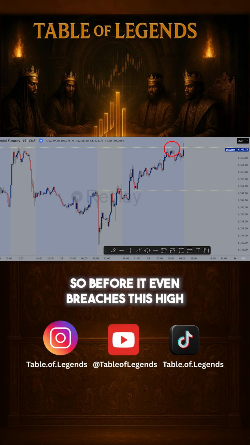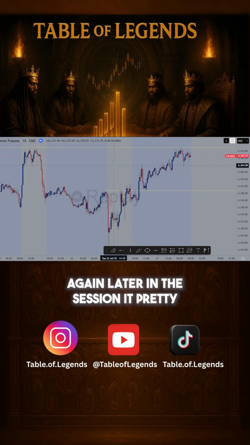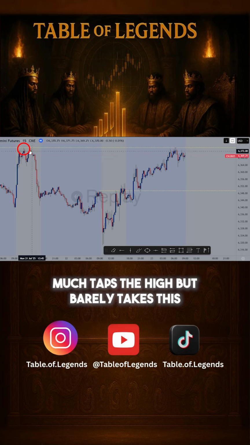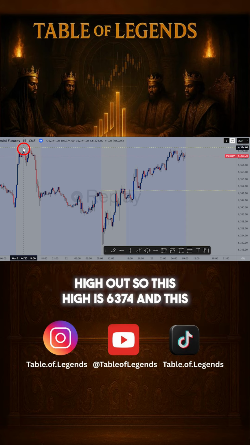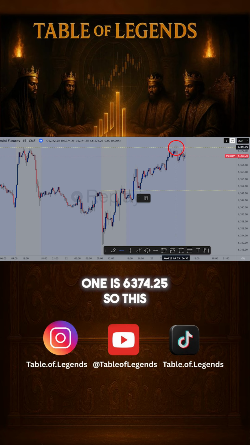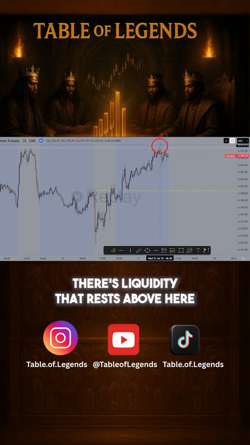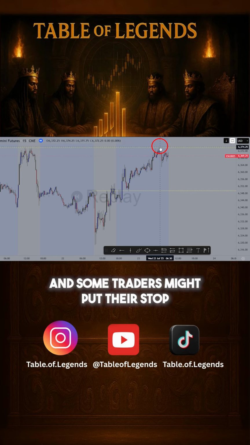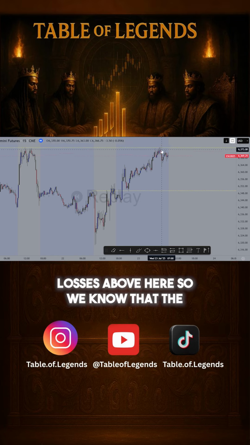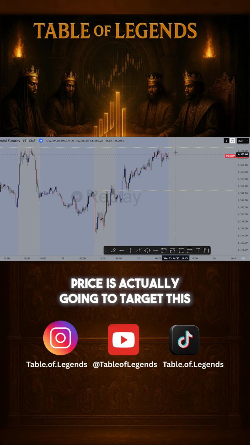So before it even breaches this high, again, later in the session, it pretty much taps the high, but barely takes this high out. So this high is 63.74 and this one is 63.74.25. So this is called engineering liquidity. So there's liquidity that rests above here, and some traders might put their stop losses above here. So we know that the price is actually going to target this high again. And the question is how it reacts to this high.